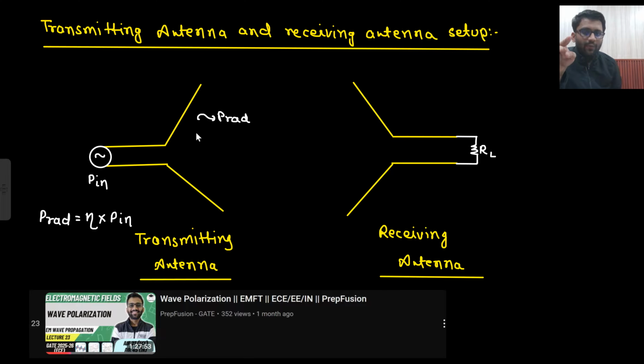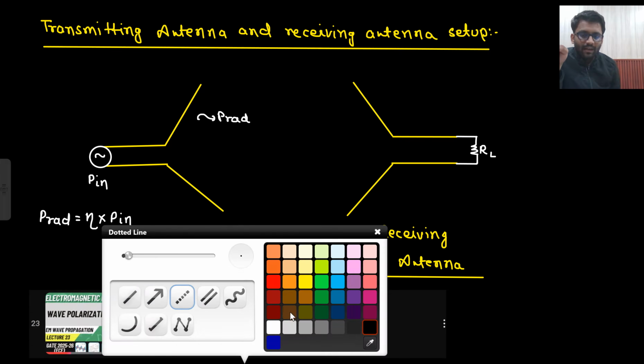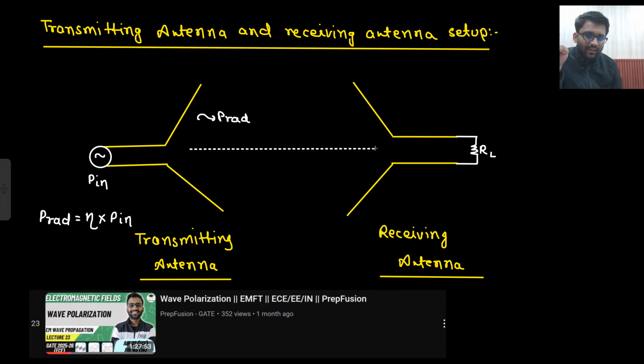Now from the antenna, if I take a distance R, at the distance R, what can you find? Can you find P radiated here? No. At the distance R, you can find P average.